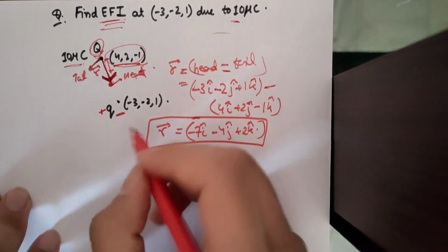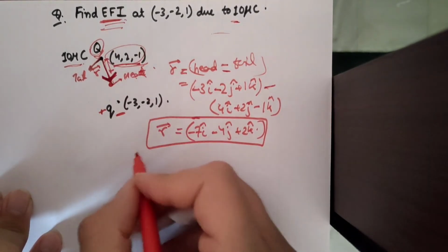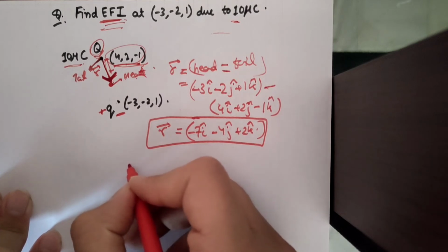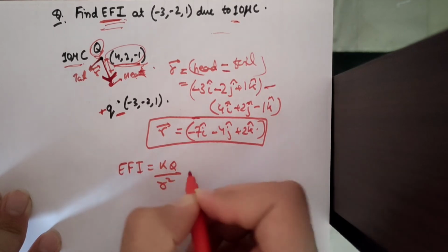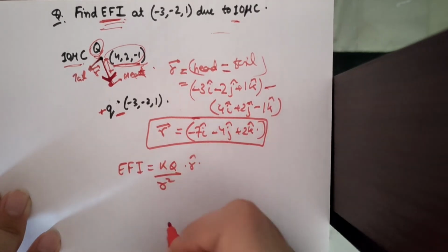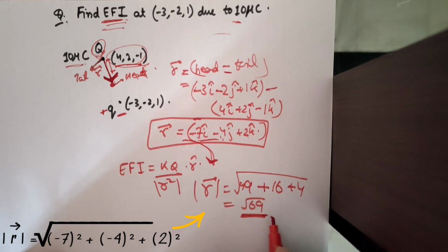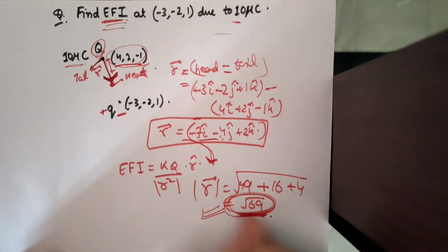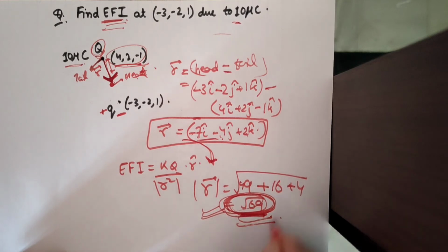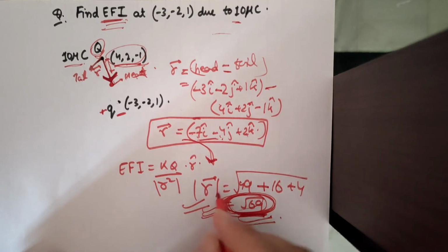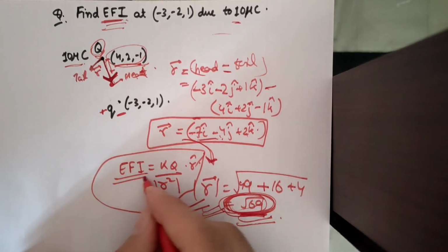Now we need to calculate EFI. To find EFI, electric field intensity, its formula is kq by r square, and in vector form, position vector r. Since it's a random example, we are not getting a satisfying value. You will find satisfying values when you solve your NCERT questions or any other questions; they will give you a satisfying integer. Now put this in this formula and you will get this.